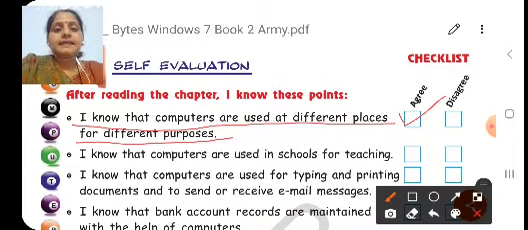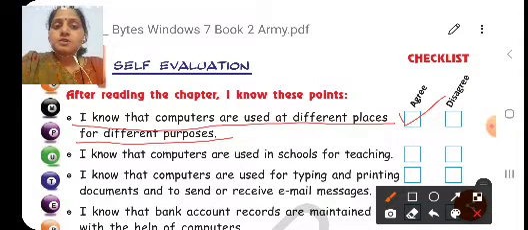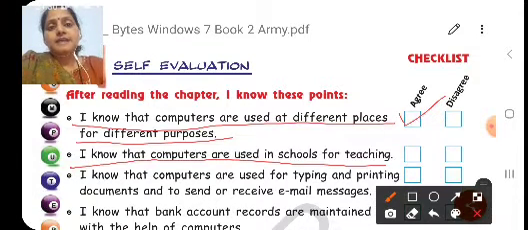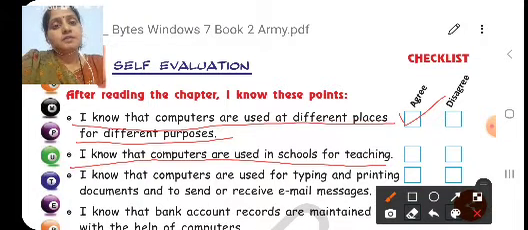Then children, secondly, I know that computers are used in schools for teaching. So this also we have studied from the chapter. In schools we use computer for teaching. So children, as we know, computers are used for many purposes and many uses in school. Computers have many uses in schools. Many tasks or work is done using the computer, but children, teaching is one of them. So you agree with this point also?